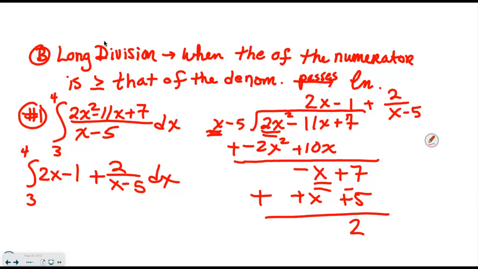Are you ready? What's the antiderivative of 2x? X squared. And of 1? X. And of 2 over x minus 5? 2 natural log what? Absolute value. Absolute value x minus 5.